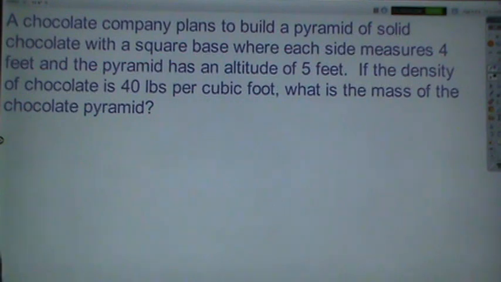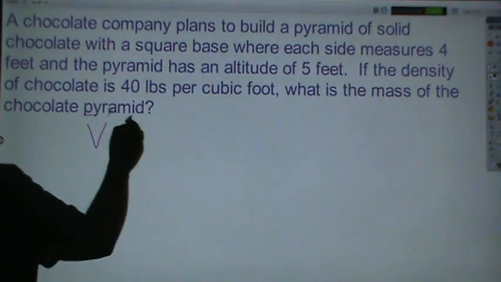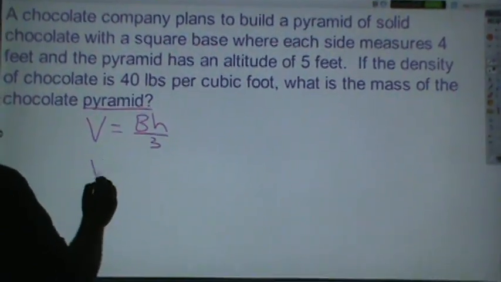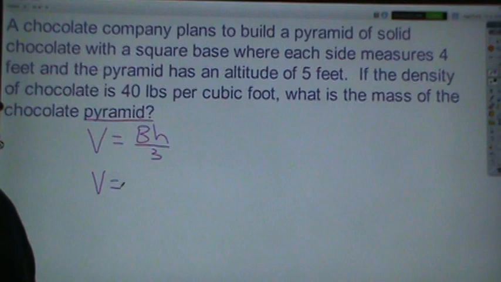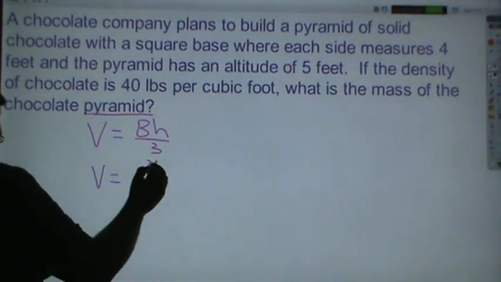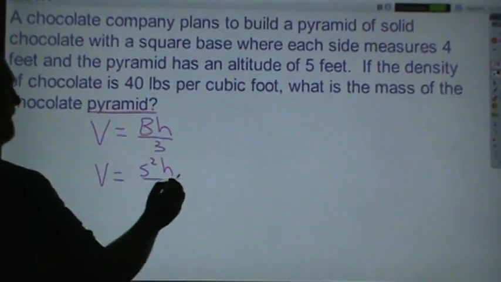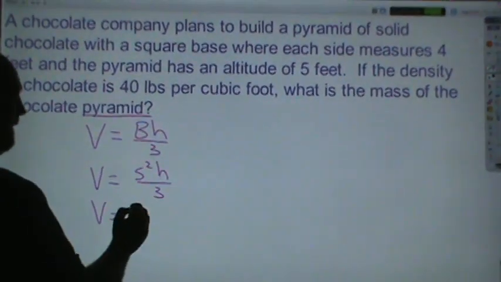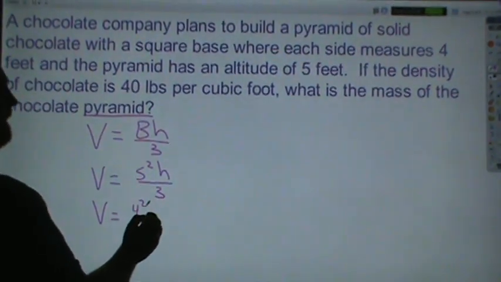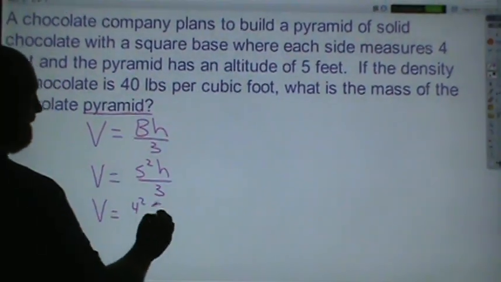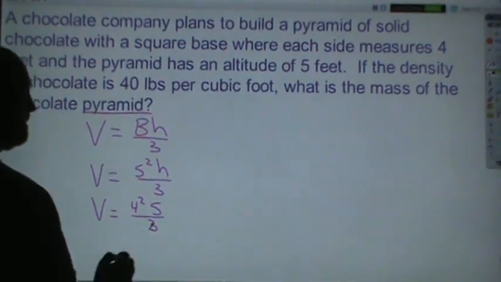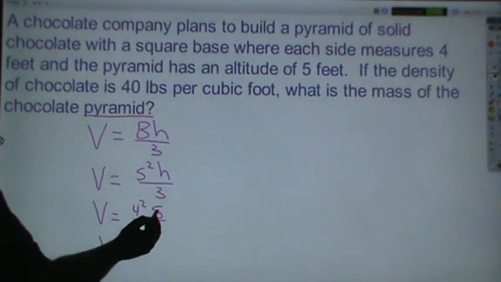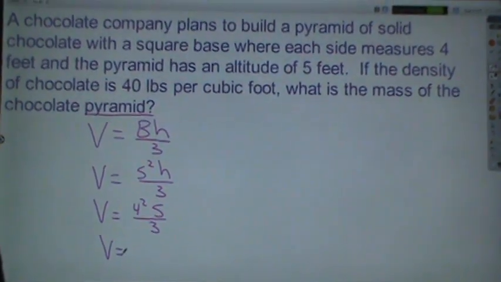So let's start by talking about volume. It's a pyramid. Volume equals area of the base times height divided by 3. It tells me that I have a square base. So to get the area of a square, I can use side squared times height divided by 3. They told me that each side of the square is 4 feet, so I'm going to have 4 squared times the height, which is the altitude of the pyramid, that's 5 feet, divided by 3. So volume's equal to 4 squared is 16 times 5 is 80 divided by 3.